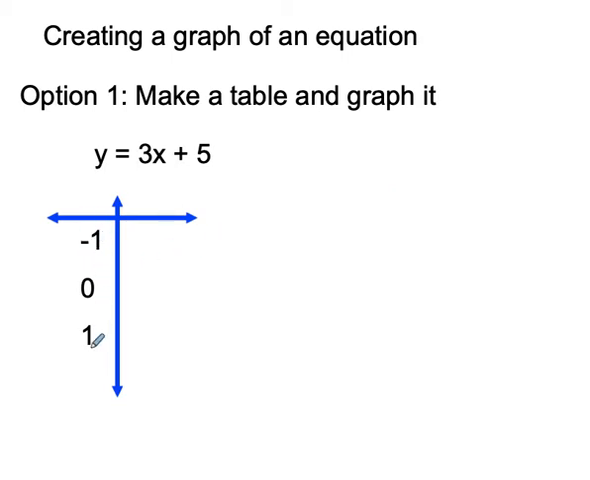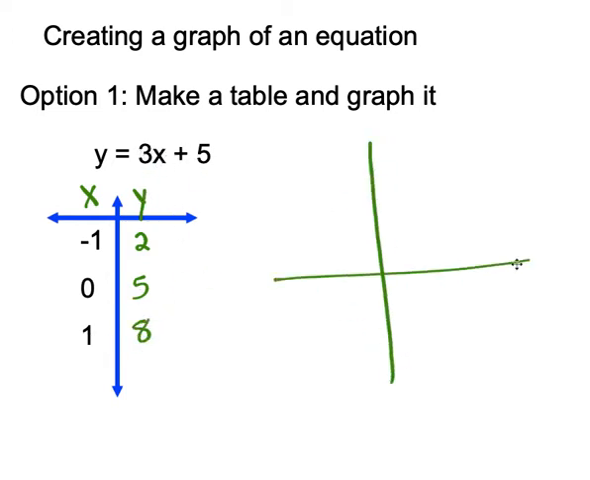So I could make up some x values, plug in -1, 3 times -1 is -3, plus 5 is 2. Okay, plug in 0. 3 times 0 is 0, plus 5 is 5. Plug in 1. 3 times 1 is 3, plus 5 is 8. Then on a graph, I could sit there and say this goes here, here, and here. Make the dots and connect them. That's an option. But there's a second option, and it's usually much quicker.